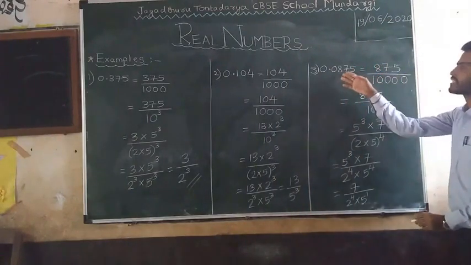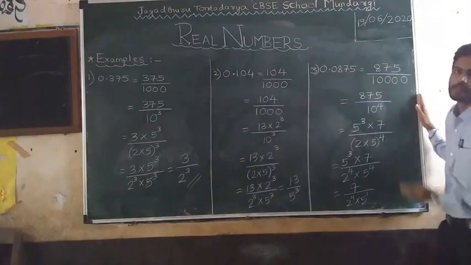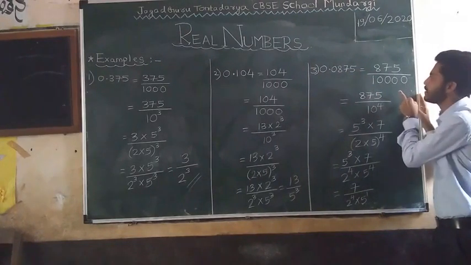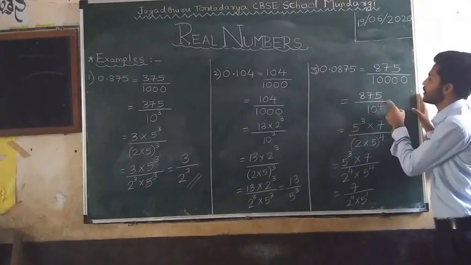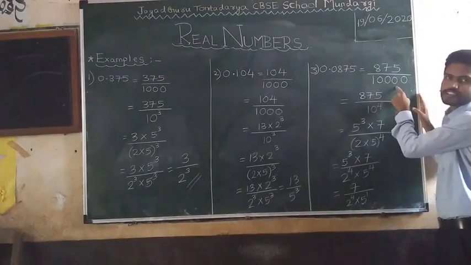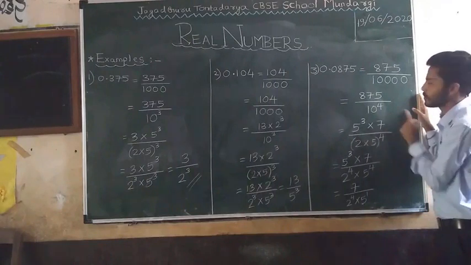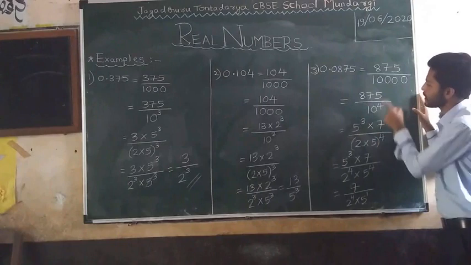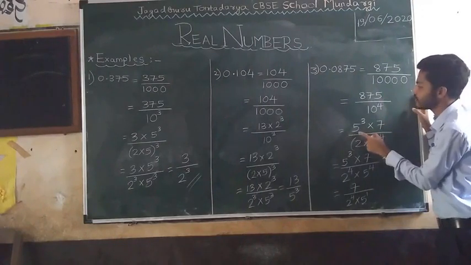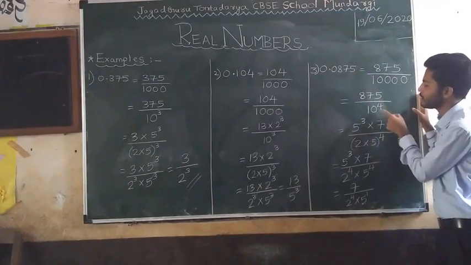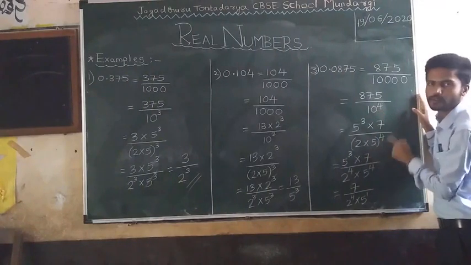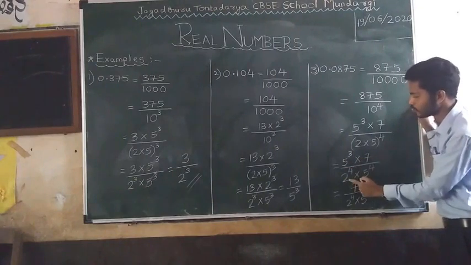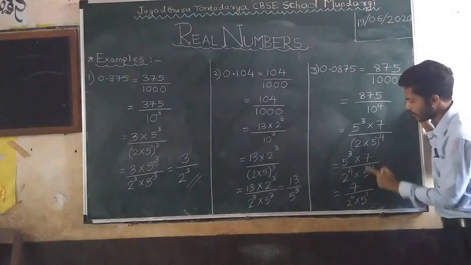Again, consider a third example, 0.0875. It can be written in the p by q form as 875 divided by 10,000, and 10,000 is 10 raised to 4. Now, prime factorize the numerator as well as the denominator. The prime factorization of 875 is 5 cube into 7, and 10 raised to 4 is 2 into 5 whole raised to 4. So, 5 cube into 7 divided by 2 raised to 4 into 5 raised to 4.